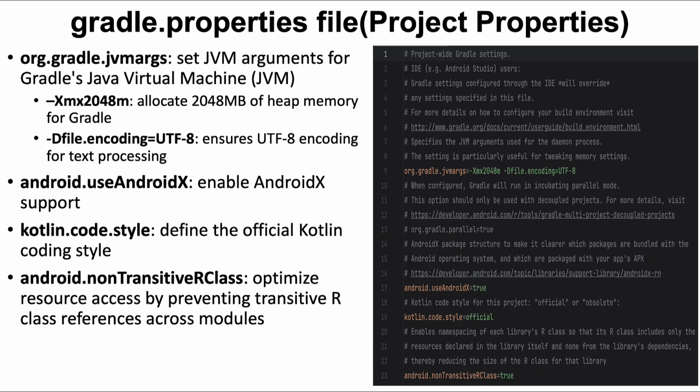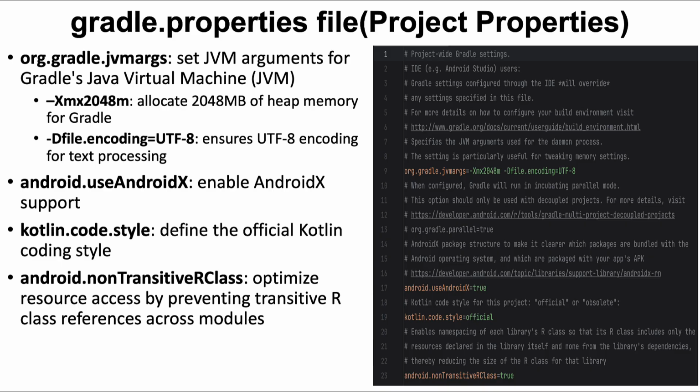Next, the kotlin.code.style property in the gradle.properties file is used to define the official Kotlin coding style in an Android project. It enforces consistent code formatting according to Kotlin's official conventions. It ensures standardized Kotlin formatting across teams. It is compatible with the Kotlin Gradle plugin, KGP, and works with Kotlin linting tools like KTlint and Detekt.